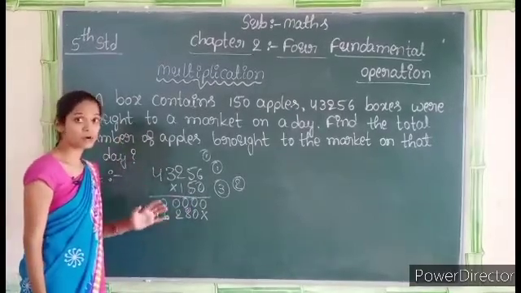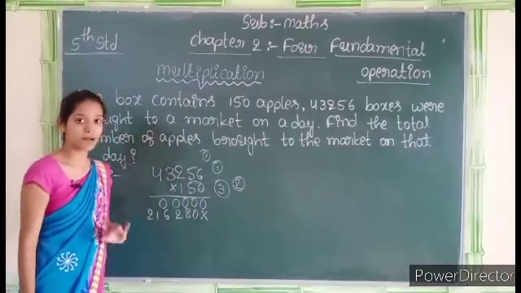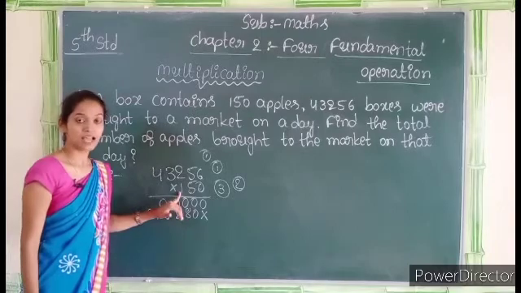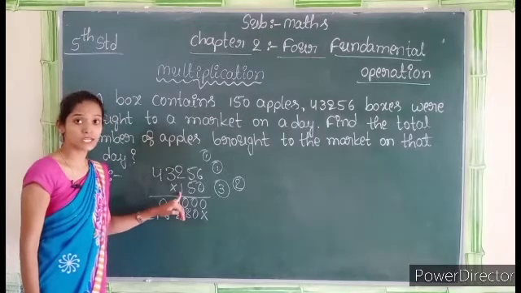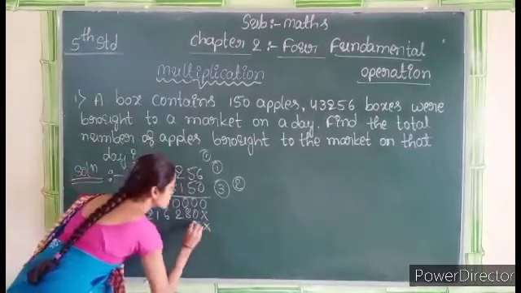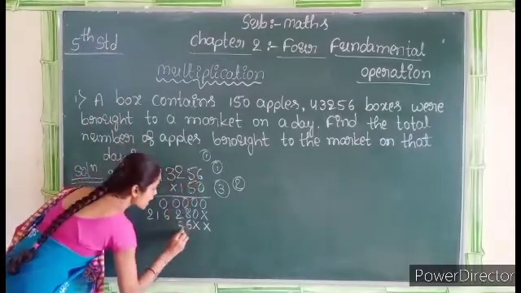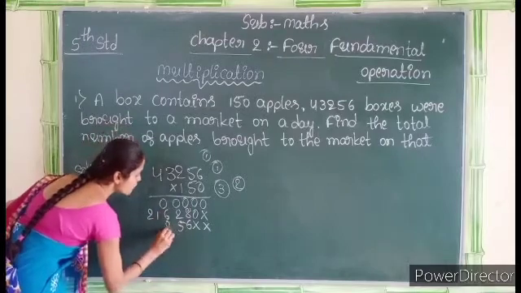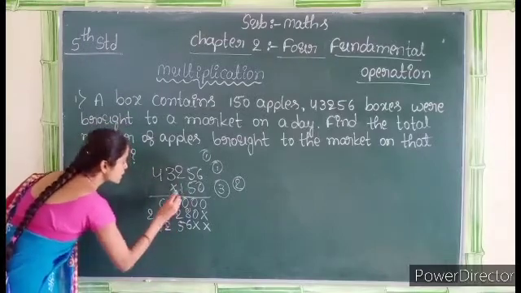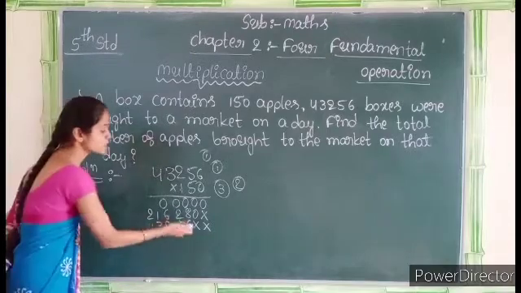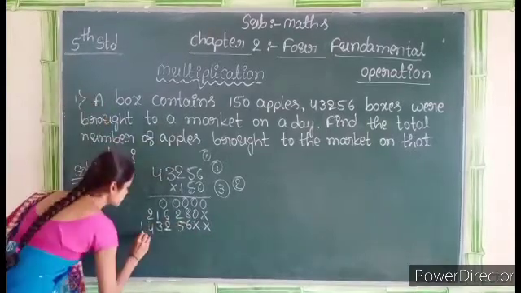Then we have to move on to the hundreds place multiplication. In the hundreds place we have 1. And in 100 we have 2 zeros. I will put 2 crosses here. Then 1 into 6, 6. 1 5s are 5. Then 1 2s are 2. 1 3s are 3. 1 4s are 4. Now we have to add all these 3 products.